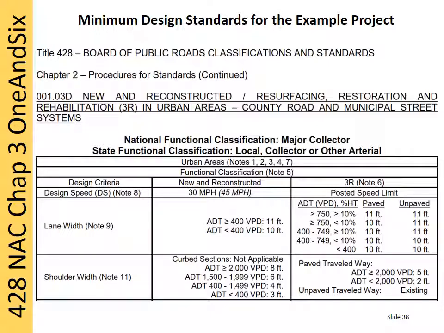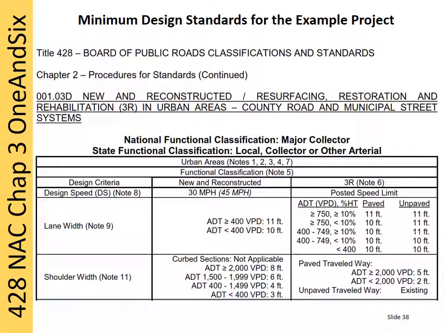First, since the base course will be reconstructed, the work type is new and reconstructed. See page 39 of the minimum design standards. The new and reconstructed values are in the middle column. If this was a 3R project, the values would come from the column on the right.